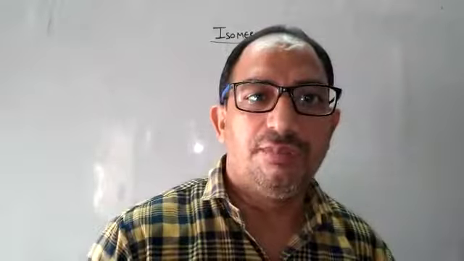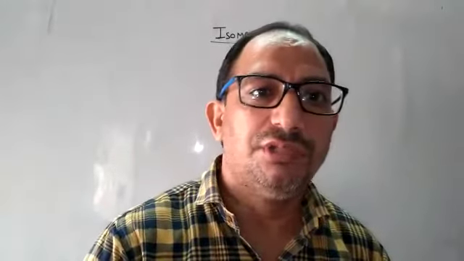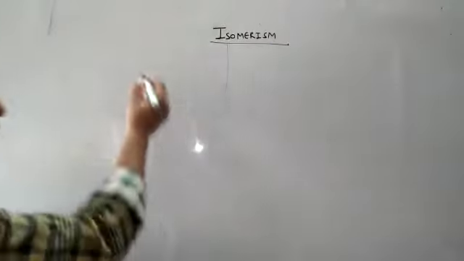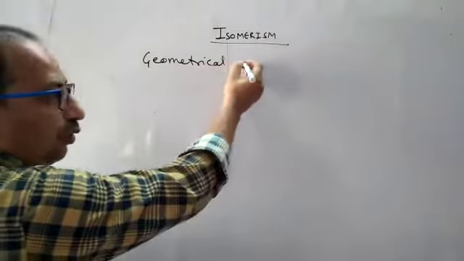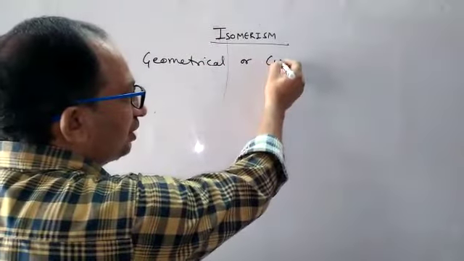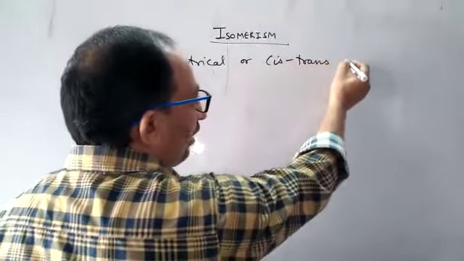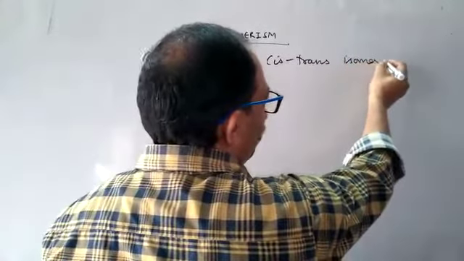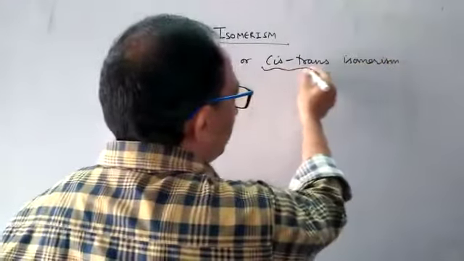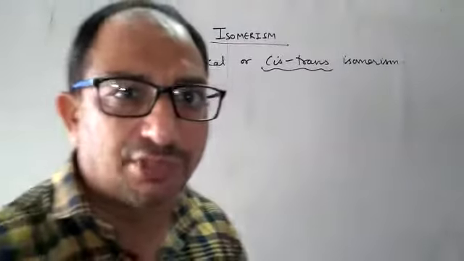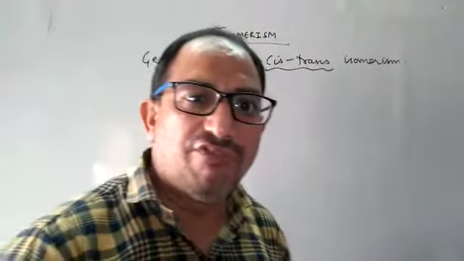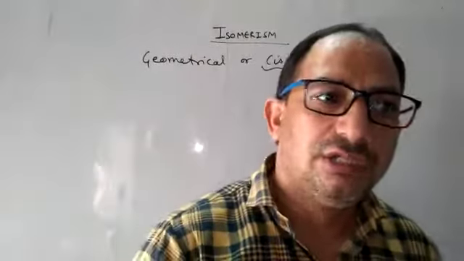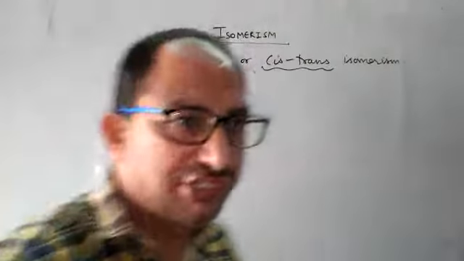Today, we will study the geometrical isomerism in coordination compounds. Geometrical isomerism is also known as cis-trans isomerism. First, we understand what cis and trans stand for. If we understand these two terms, we will understand the concept very easily.